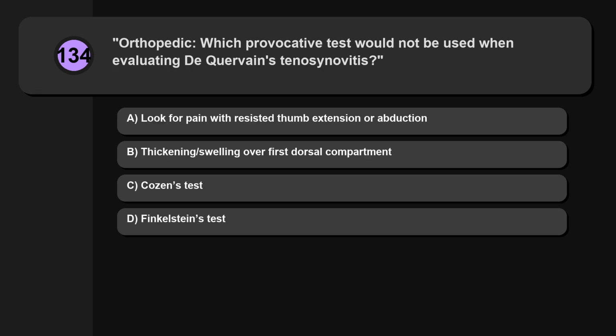Question 134. Orthopedic. Which provocative test would not be used when evaluating de Quervain's tenosynovitis? Option A, look for pain with resisted thumb extension or abduction. Option B, thickening or swelling over the first dorsal compartment. Option C, Cozen's test. Option D, Finkelstein's test. The correct answer is option NaN.